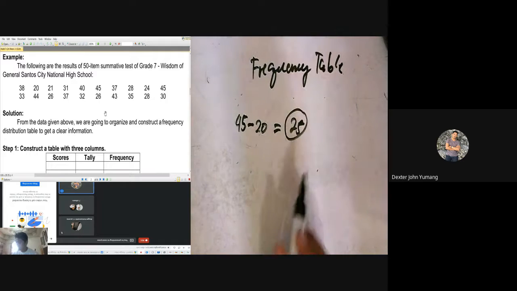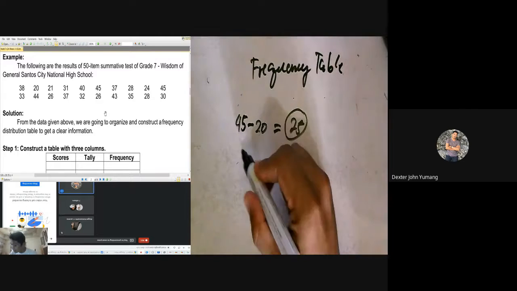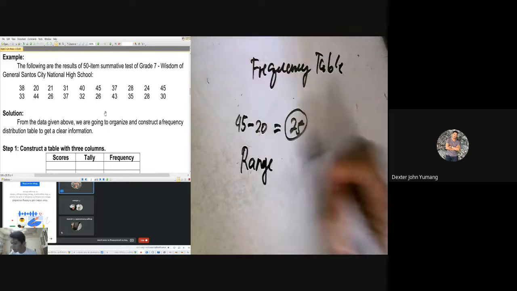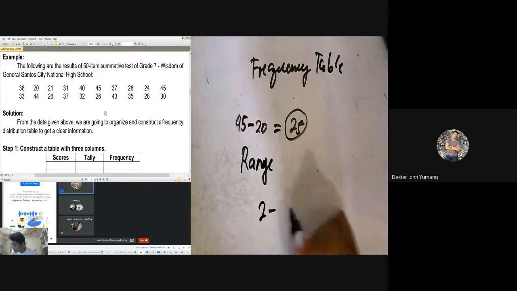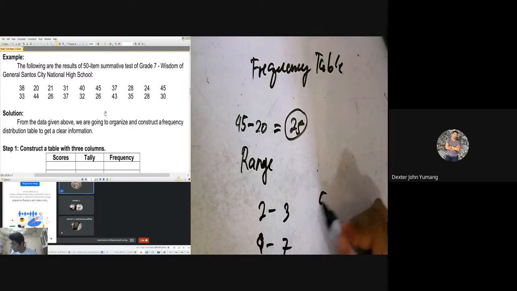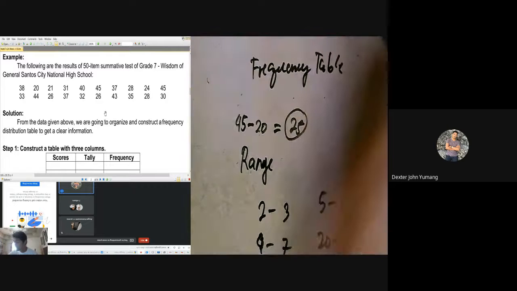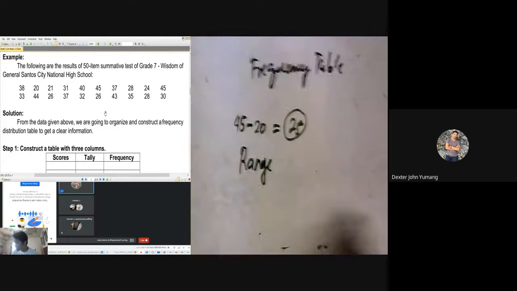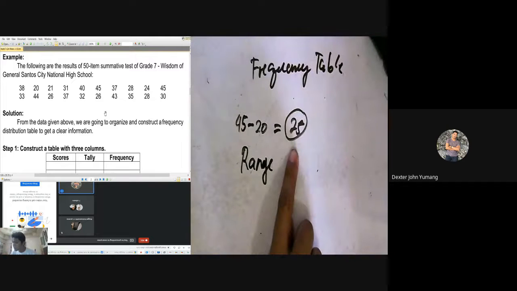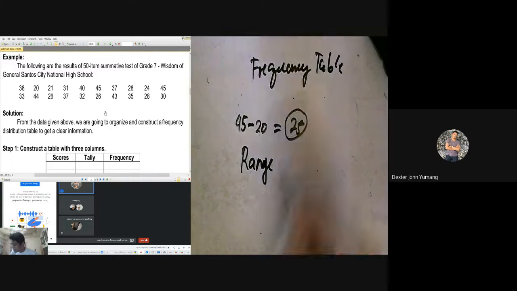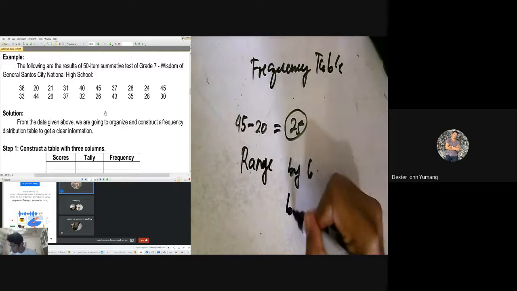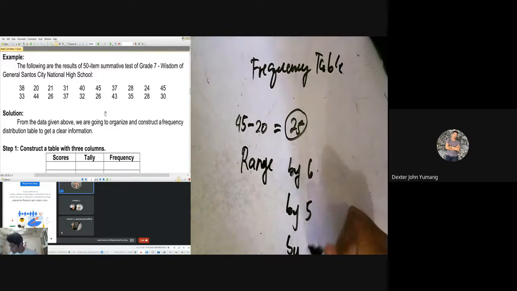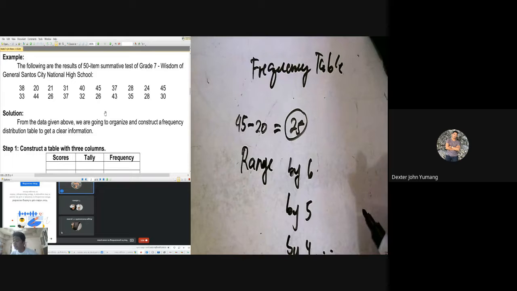Okay. So, once we have 25, we identify what is called the range. What is the range? The range is, for example, 2 to 3, 4 to 7, that is what range means. Or 5 to 15, 20 to 100. So, we identify the range based on that. We have 25. So, what is our range? Is it by 6, by 5, by 4, and so on and so forth? So, based on our 25, we identify what our range is.